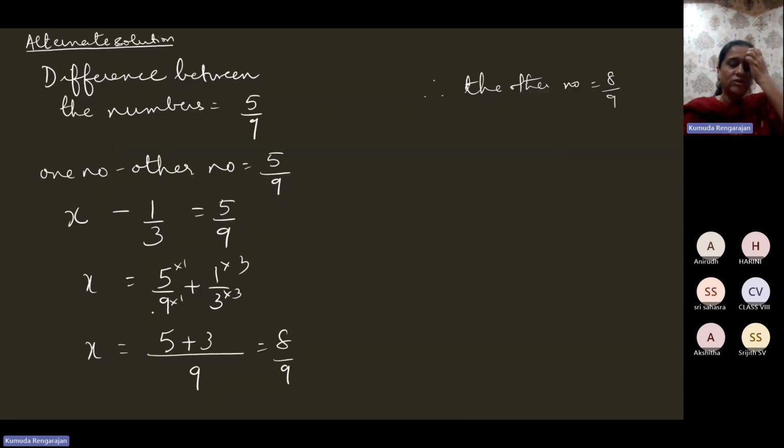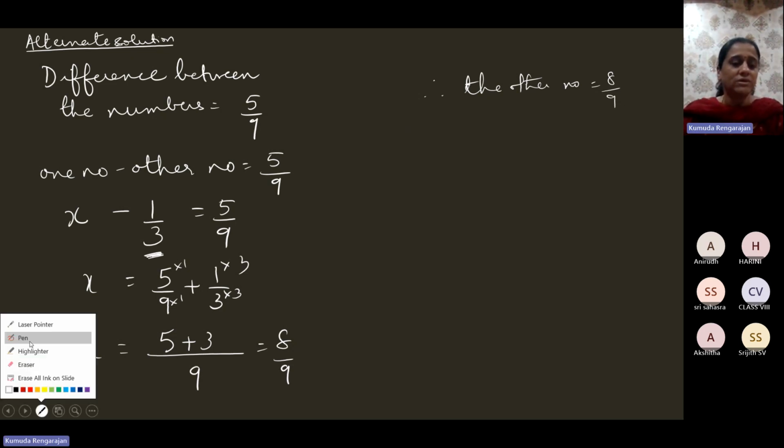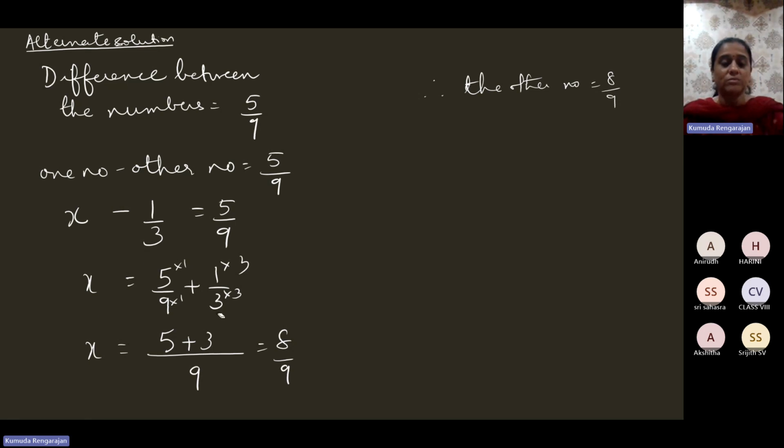Or in the second case, you're taking the given number 1 by 3 as the smaller number. That's why you've written that number in the second place. Greater number minus smaller number is equal to difference, so you've put it in the place of the smaller number. Greater number is x. So when you work it like this, you get the greater number as 8 by 9. Clearly, it's more than 1 by 3. You can check by bringing them to the same denominator.